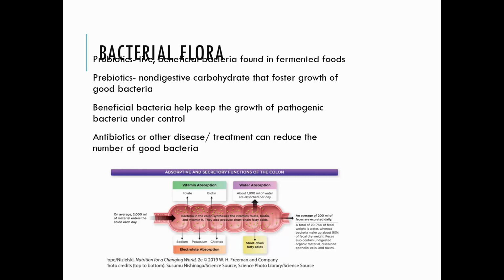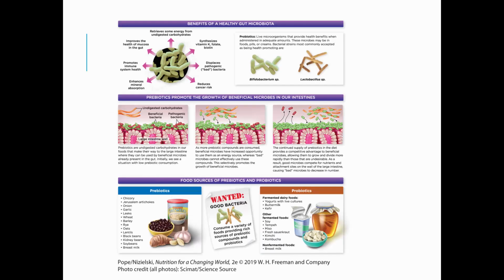It's pretty cool. So antibiotics and other disease treatments can reduce the number of good bacteria that we have. So all of those things matter. You can see some things: the colon can help with vitamin absorption and water absorption. Our electrolytes are often absorbed in the colon, and it also produces short-chain fatty acids. And we're learning a lot more about the role that those short-chain fatty acids may have in our health.